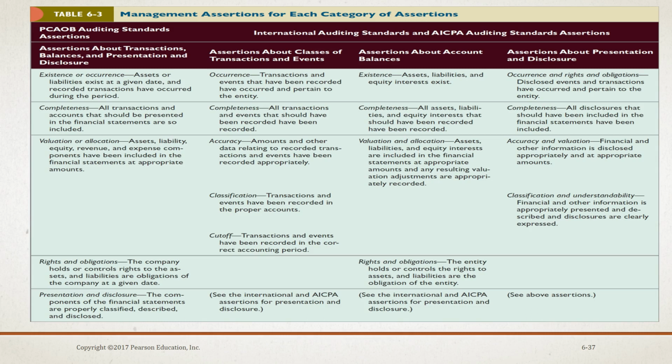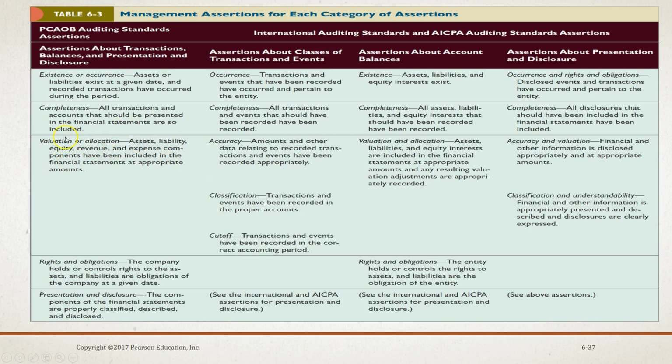So, looking at the following: existence or occurrence. Assets or liabilities exist at a given date and have been recorded during the period. So again, we have an asset, $1 million. Management is making the assertion that it exists. Completeness. All the transactions have been recorded in the proper accounting period. Over here we have a couple of different ones.